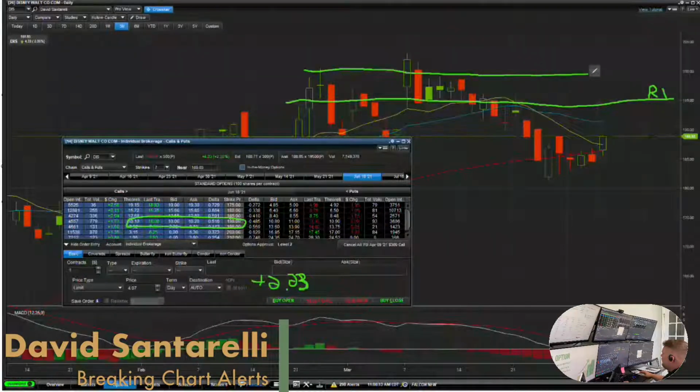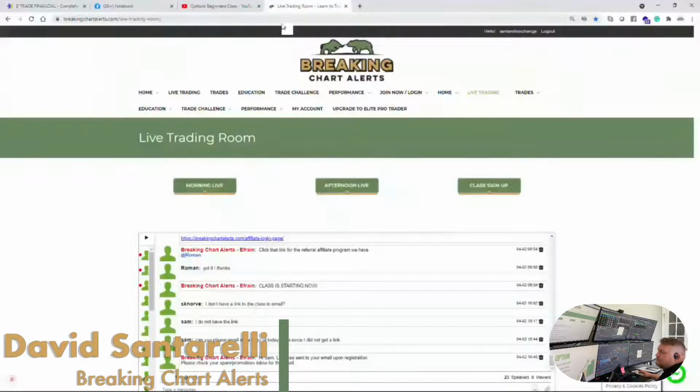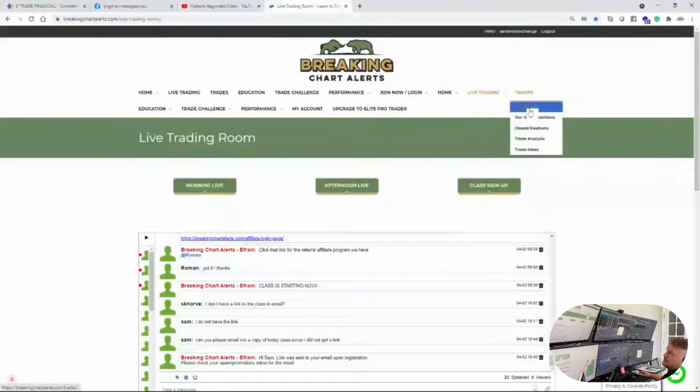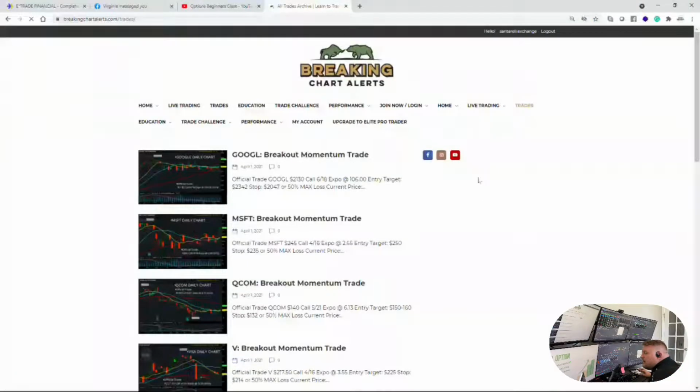Here, for example, your target profit area is going to be between 195 and 200. This is your target for a short-term trade on Disney. Now, the nice thing about it, when we send out our trade alerts at Breaking Chart Alerts, obviously here, when we send out our alerts here, you just go up to trades, you can see trade alerts, and now you're going to be able to see exactly when we send out a trade, even if you don't know how to trade, now you know the basics here.